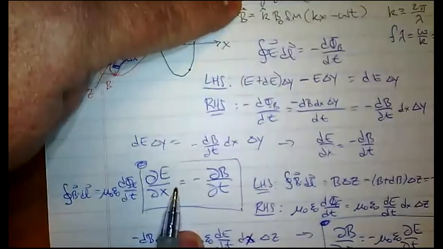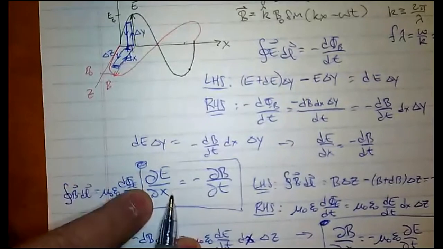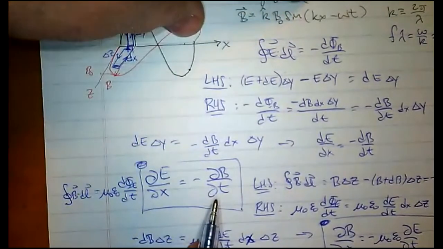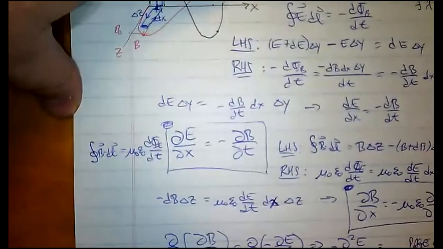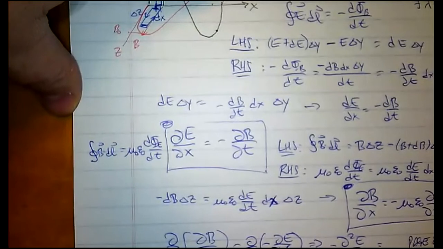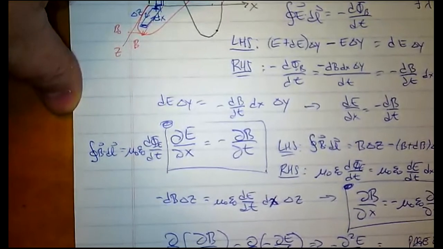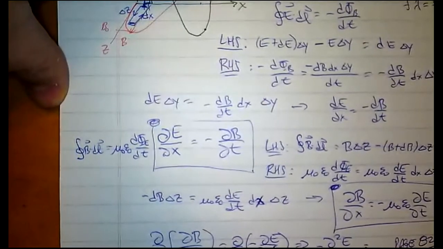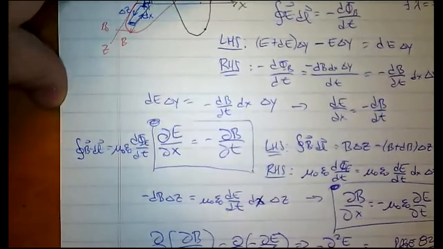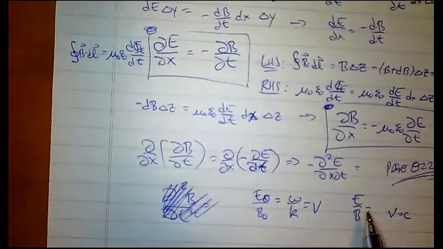When I plug this in here, you can see that the partial of E with respect to x is just going to be k times E0. So we end up getting, in one case, E0 over B0 is just equal to omega over k, which we know is velocity. In general, E over B should equal the velocity, which is going to be the speed of light. We just know that's the case, right?